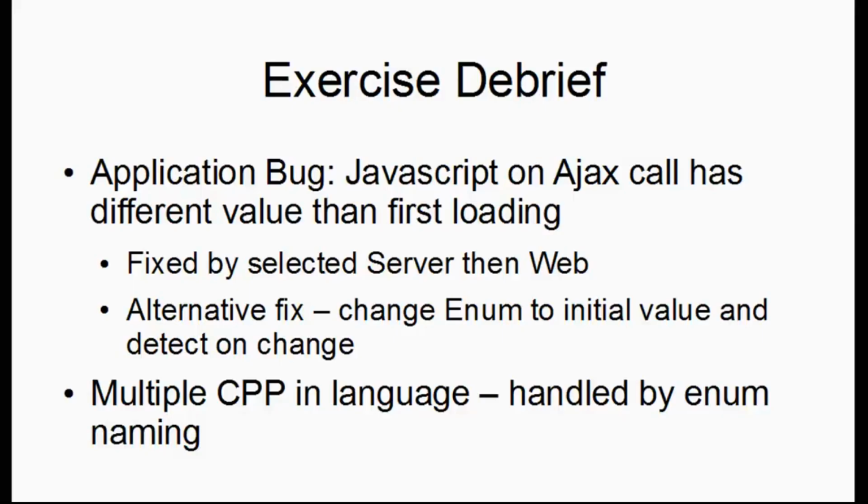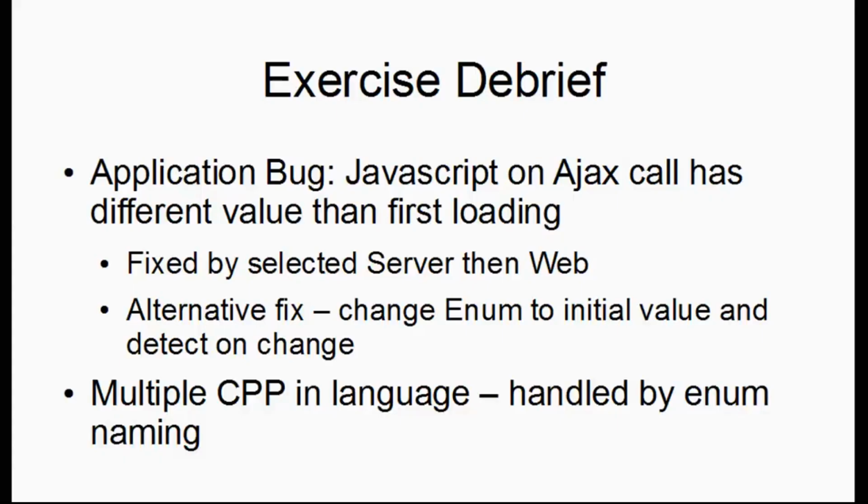I fixed it by selecting server from the category and then selecting web, because I made the assumption that the Ajax values were correct, and it was the initial HTML form that is incorrect. So that is a fix that I put in place. Now you may have decided that the Ajax was incorrect, and in which case your fix was to change the value that you used for JavaScript so that it's 1 and matches the initial loading. Now either of those requires an application change in order to fix the bug.